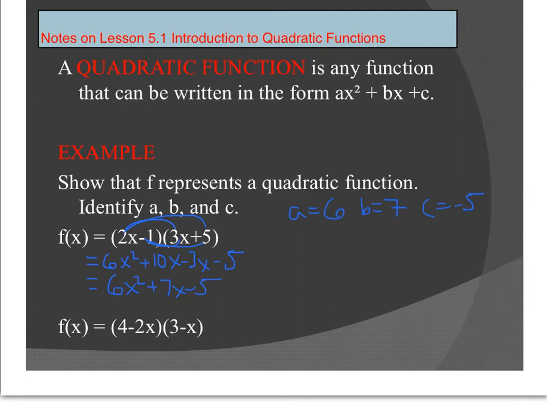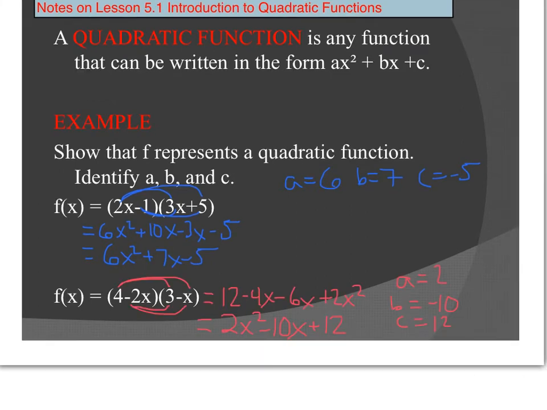Feel free to try this one right here, and then when you're ready to see the answer, hit play. So go ahead and I FOIL this, and we end up with 12 minus 4x minus 6x plus 2x squared. Well, I need to rearrange that, put that into descending order, so highest exponent first, and so on and so forth. So I get 2x squared minus 10x plus 12, so my a, b, and c are 2, negative 10, and 12 respectively.